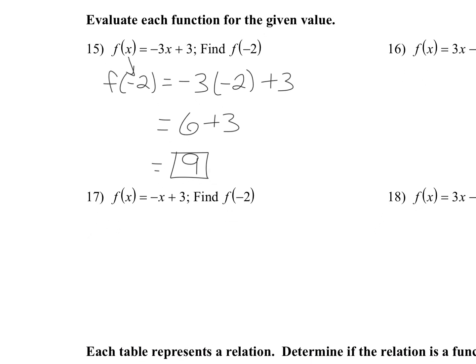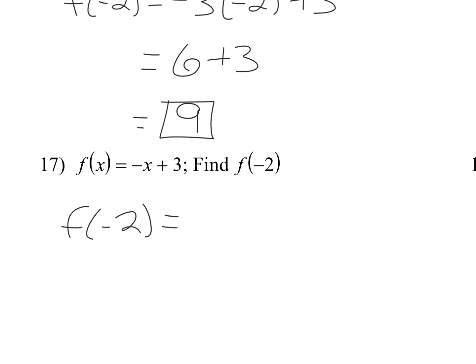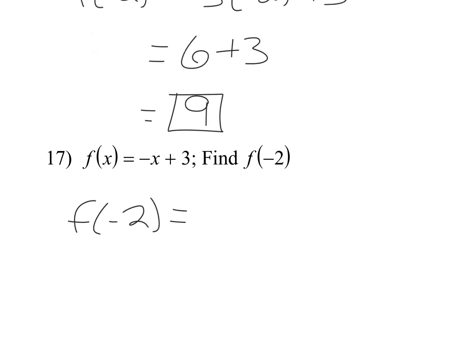Number 17, it wants us to find f of negative 2 again. What does that mean? Plug in negative 2 for all the x's. What do we have to be careful with? The negative in front of the x. So it's going to be negative times a negative 2. That makes it positive. And then we have plus 3.